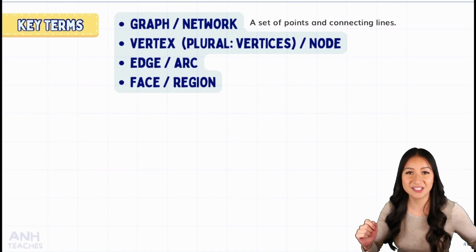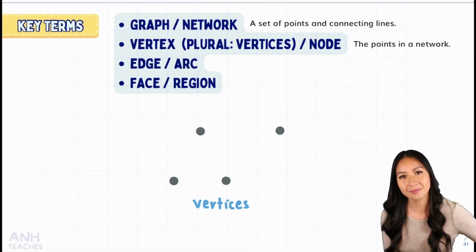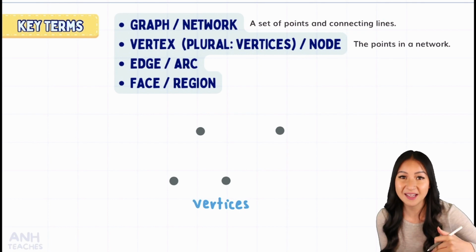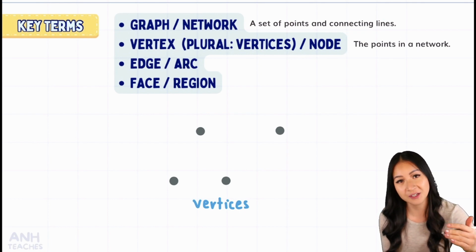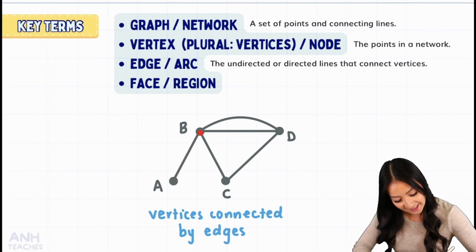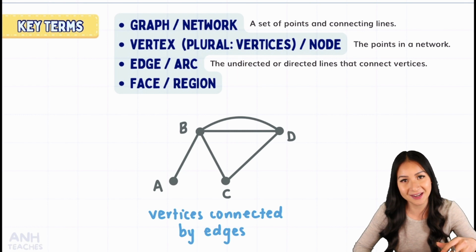This is simply a diagram that has a set of points and some connecting lines. A single point on our graph is called a vertex or a node, and if we're referring to them collectively, then we'll use the plural, which is vertices or nodes. We often label our vertices with letters and usually in some kind of alphabetical order because we like to be systematic in maths.